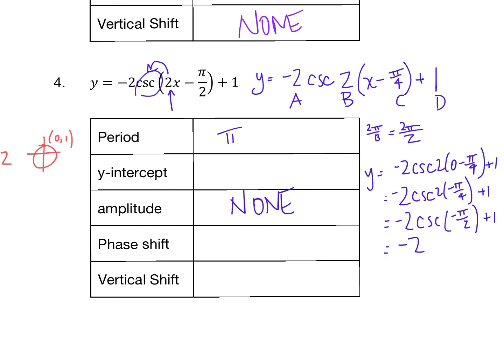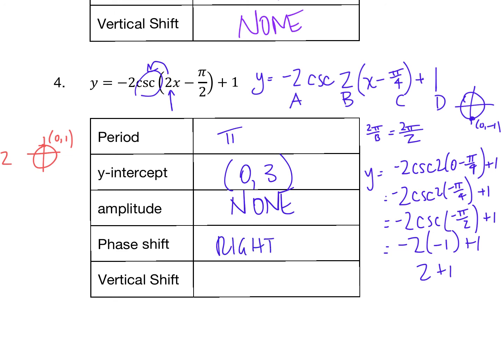The cosecant at negative pi/2 is -1. Right? It's the reciprocal of the sine. So then this becomes what? 2 plus 1, so it becomes a 3. So 0, 3. All right, the phase shift, it's moving to the right, pi/4. And as far as the vertical shift, it's moving up 1.